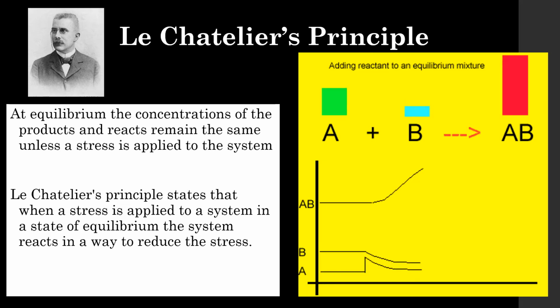So if I've got, for example, reactant A and reactant B there, and you can see I've added some extra reactant A. Read the graph properly, Mr. Beasley. I've added in some there. You can see the effect is to make more product. So if I put in more reactant, I'm going to get more product. That's the way that the system is reacting to reduce the stress.